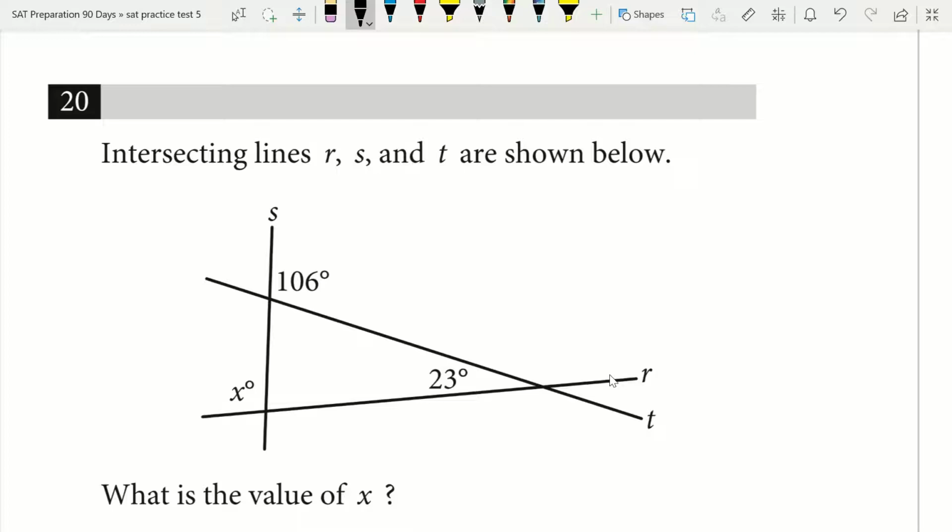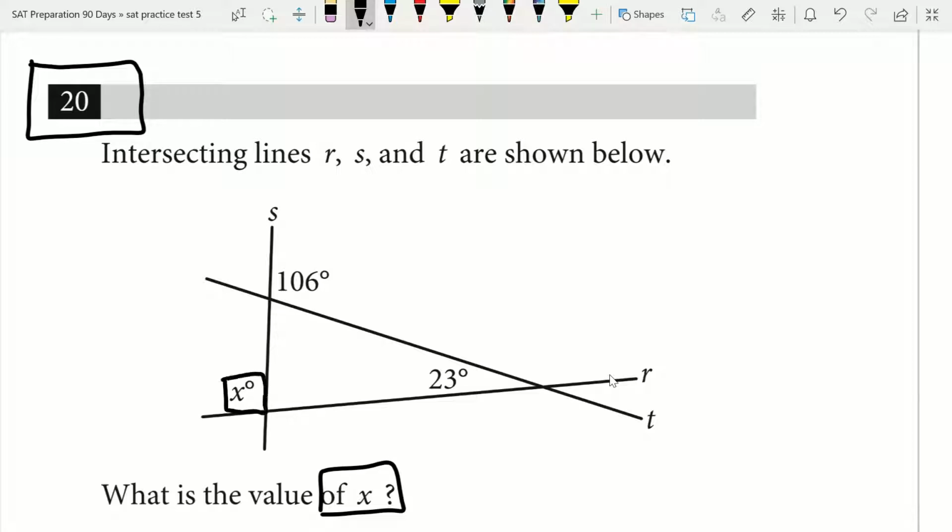So today I have an SAT math tip for you that deals with being as efficient as possible when solving for questions dealing with angles. If we take a look at question 20 from SAT practice test 5, this is going to illustrate my point and my tip. We're asked for the value of x, so obviously we need to solve for angle x.